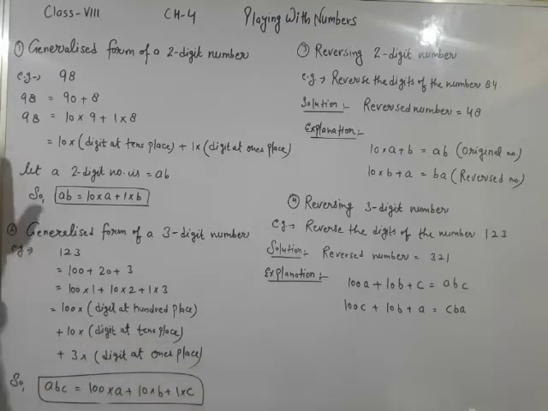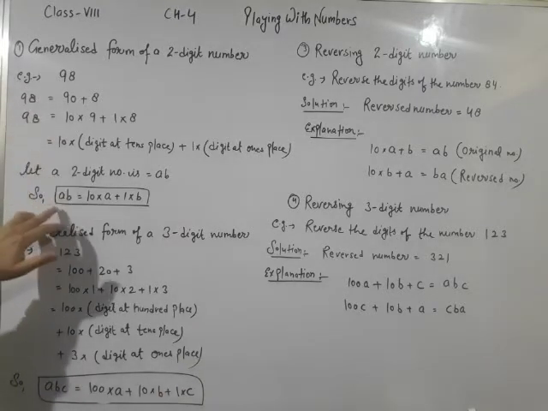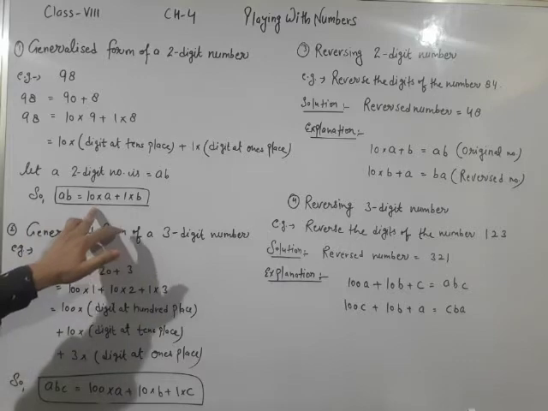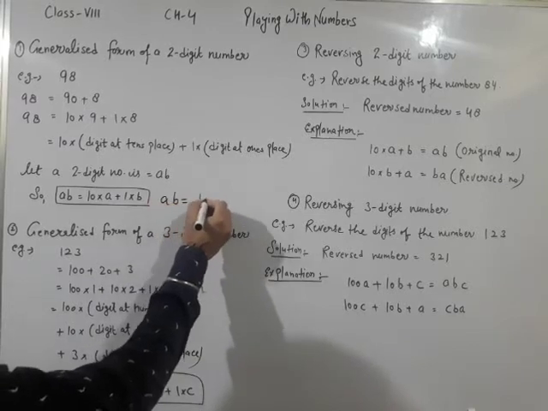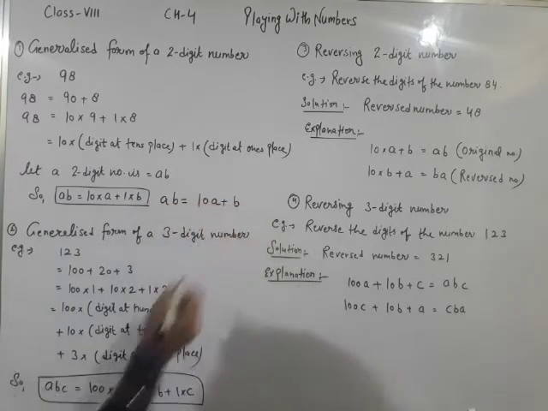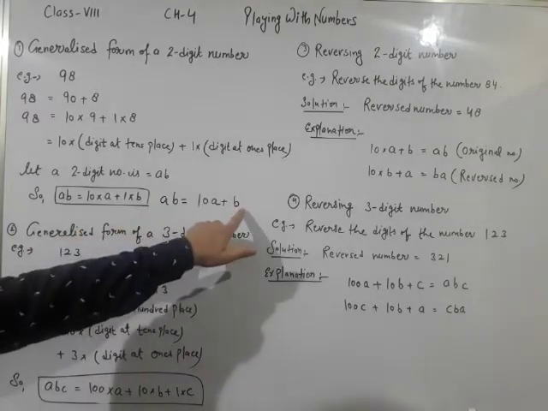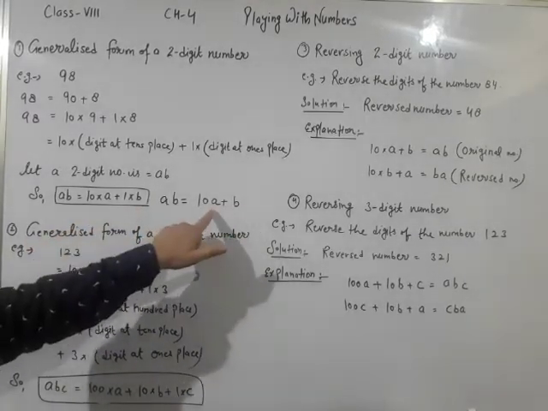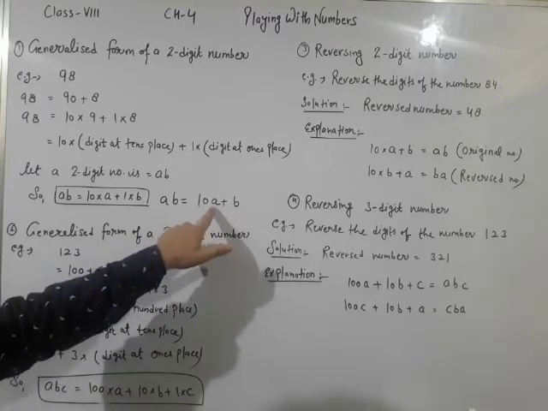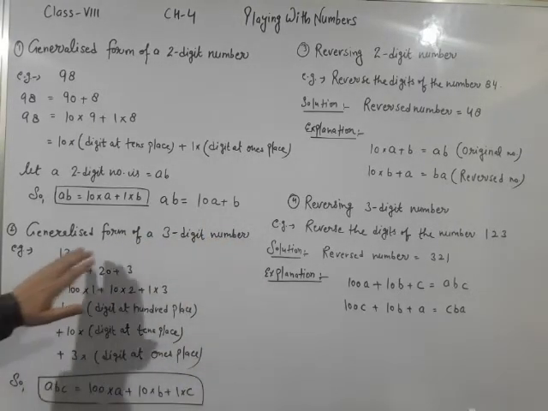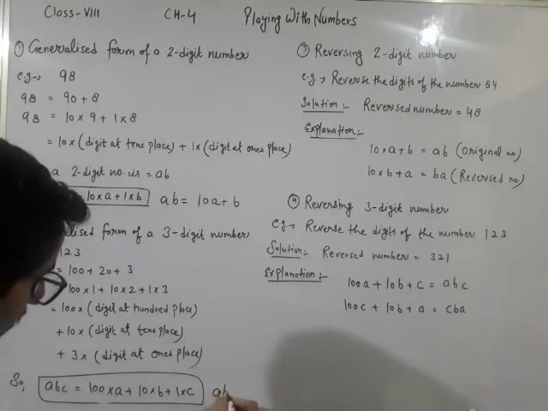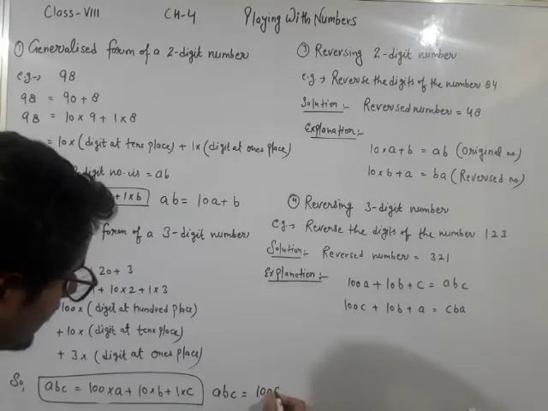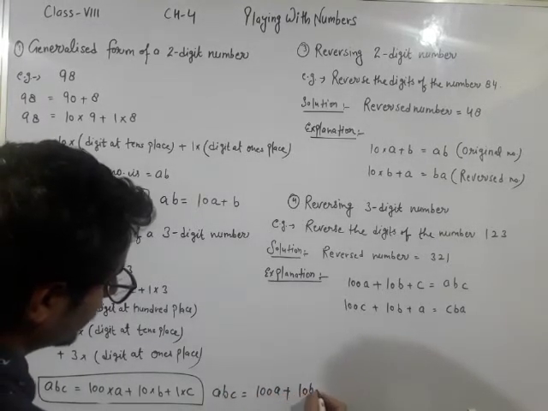So we get to know the generalized form of a 2-digit number AB is equal to 10 multiplied by A plus 1 multiplied by B, or we can write it as AB equals 10A plus B. Yes, because 1 into B will be equal to B, and 10 into A can be written as 10A. By default, the operation between 10 and A is multiplication. Similarly, the generalized form of a 3-digit number ABC is equal to 100A plus 10B plus C.